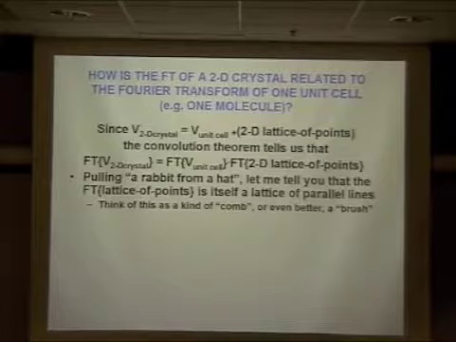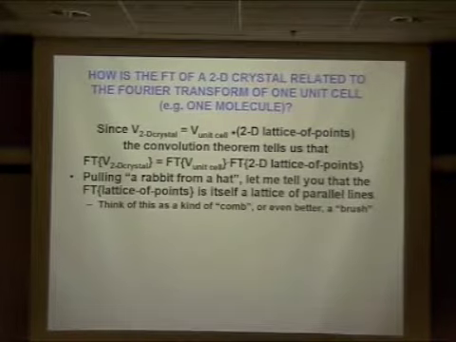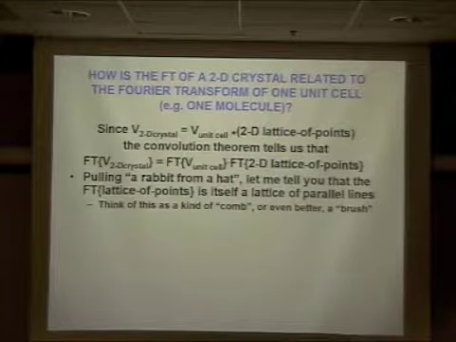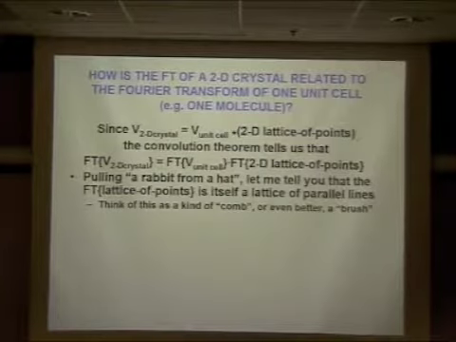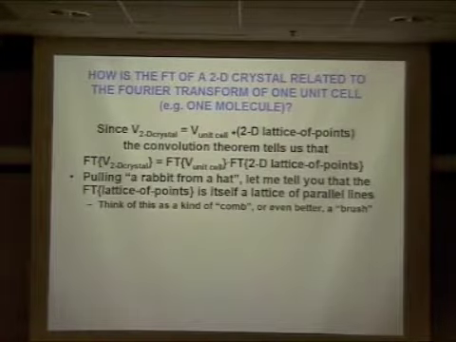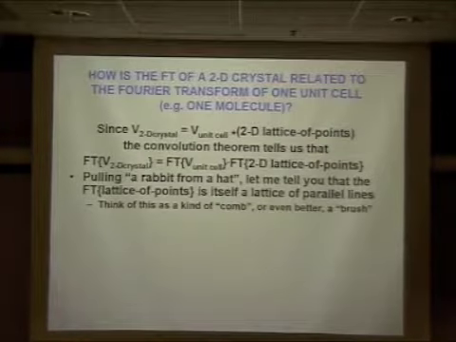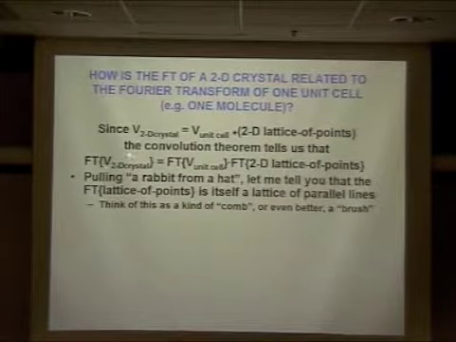So I could ask the question, how is the Fourier transform of a two-dimensional crystal related to the Fourier transform of one unit cell? The answer would not be so obvious. It might be, there's diffraction effects. It's going to be mysterious. I don't know what it's going to be. But if you understand it from the point of view of the convolution theorem, it becomes really simple.